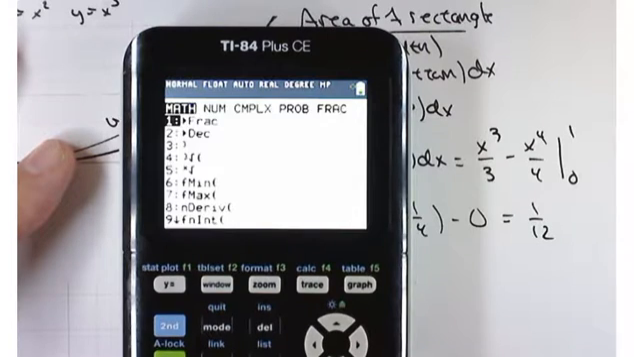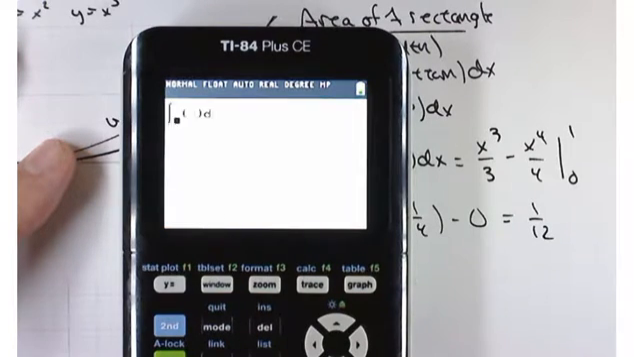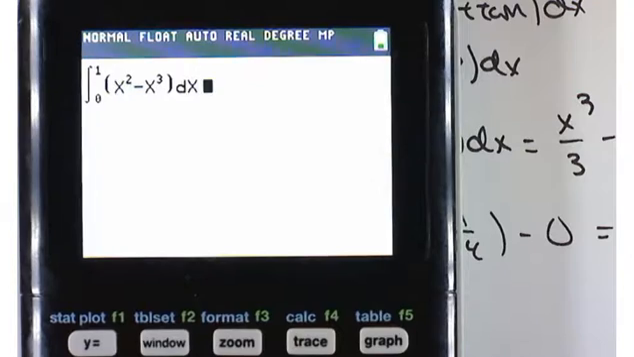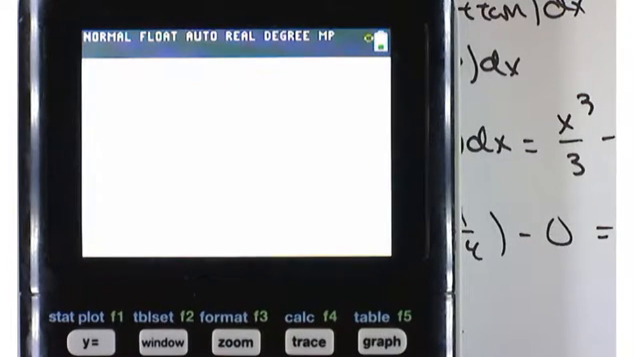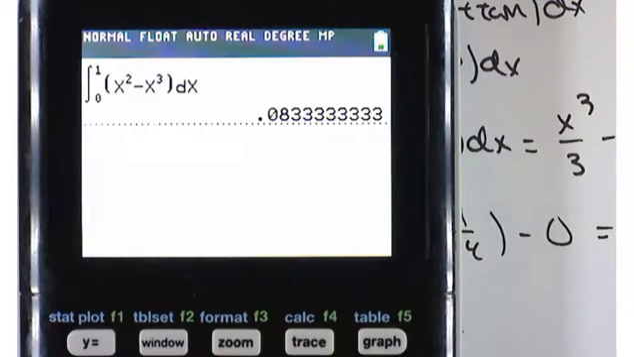You hit the math key, then number 9, the integral from 0 to 1 of x squared minus x raised to the third power dx. Now I'm probably going to get a decimal value, and then I'm going to have to hit the math key, answer the fraction. Perfect. Exactly 1/12. Really, really nice.